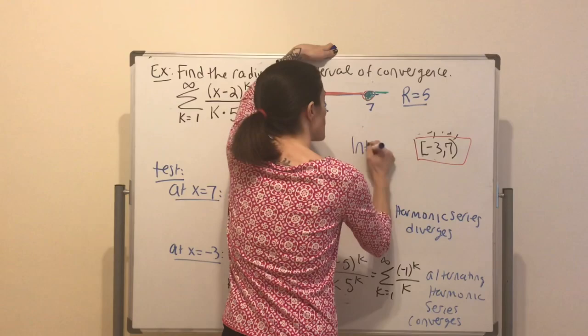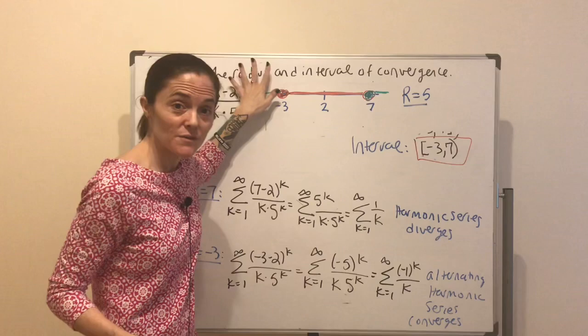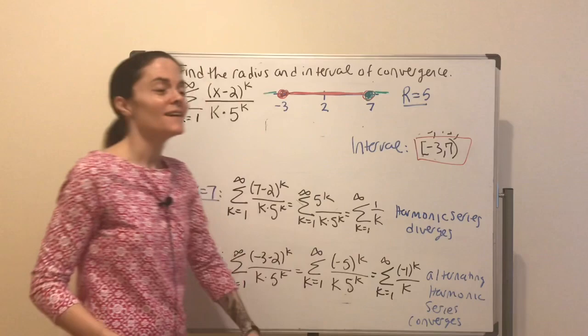These problems, you might think about them as being long, because there are two whole steps. Number one, radius of convergence. This is a ratio test. Then you have to test the endpoints. Okay, here's our next example.